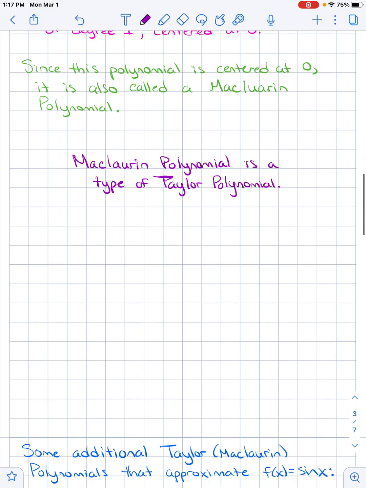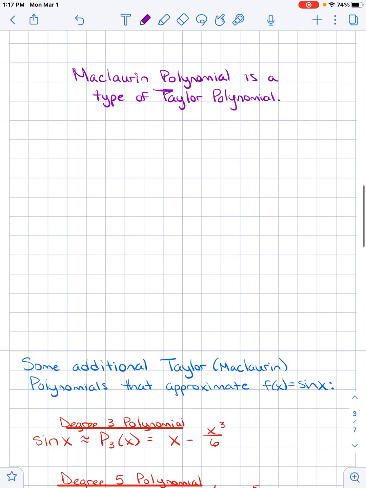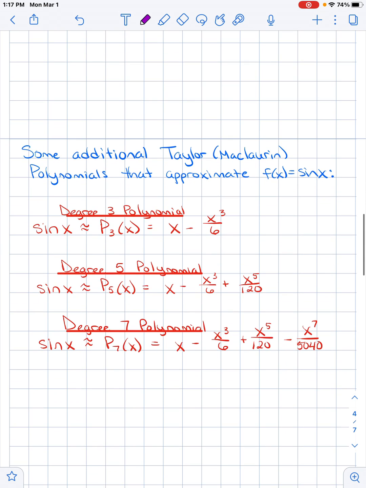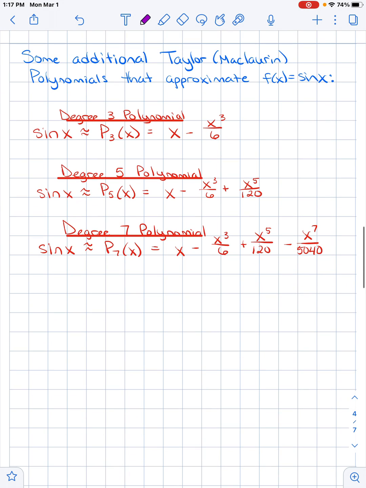All right, so let's see if we can get a little more specific, or a little bit closer to sine x. I'm going to add terms on to that tangent line approximation for sine. So I have a degree 3, a degree 5, and a degree 7 Maclaurin or Taylor polynomial for approximations of sine x. I'd like you to pause this and go graph sine x and then each one of these 3 polynomials to see what happens as you add more terms.